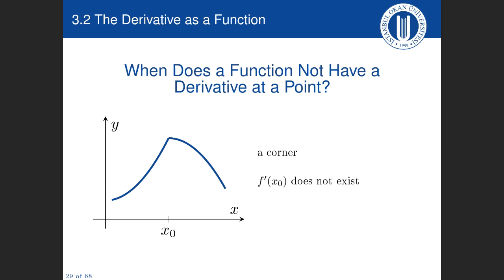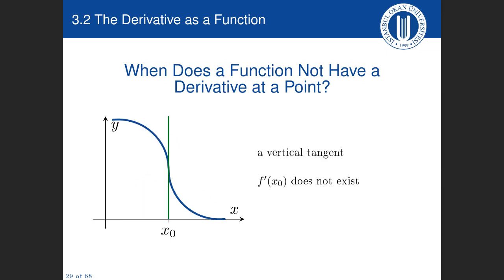So when does a function not have a derivative at a point? If, for example, we had a corner, then we would know that f prime at x0 does not exist. Or, for example, if we had a cusp, then f prime at x0 does not exist. Or if we have a vertical tangent, then again, f prime of x does not exist. If we try to calculate the limit, we would either get plus infinity or minus infinity. So that means that the limit does not exist.